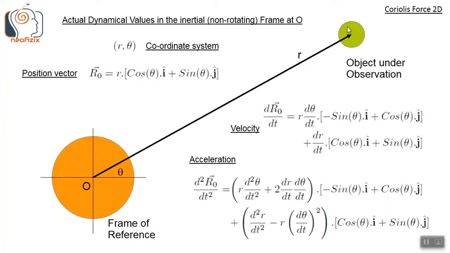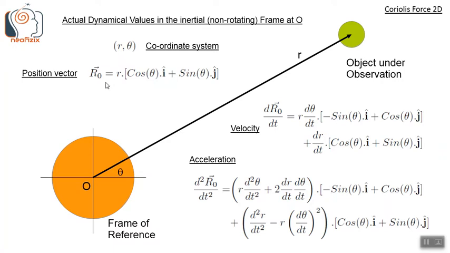This object here in greenish color is our test object under observation. We are tracking its motion. We use the circular coordinate system r, theta in order to keep track of this object. r is the radial distance of the test object from the origin of our frame of reference, and theta is the angle at O made with respect to the positive x-axis. We consider the anti-clockwise rotation as positive.